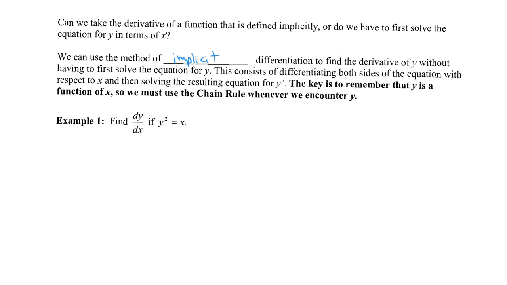The key is to remember that y is a function of x, so we must use the chain rule. We're going to be using the chain rule here whenever we encounter y. Okay, and I'll explain this as we go because it's a little confusing at first. Implicit differentiation will take a little bit of practice. So let's look at this first example. We'll start off with an easier one.